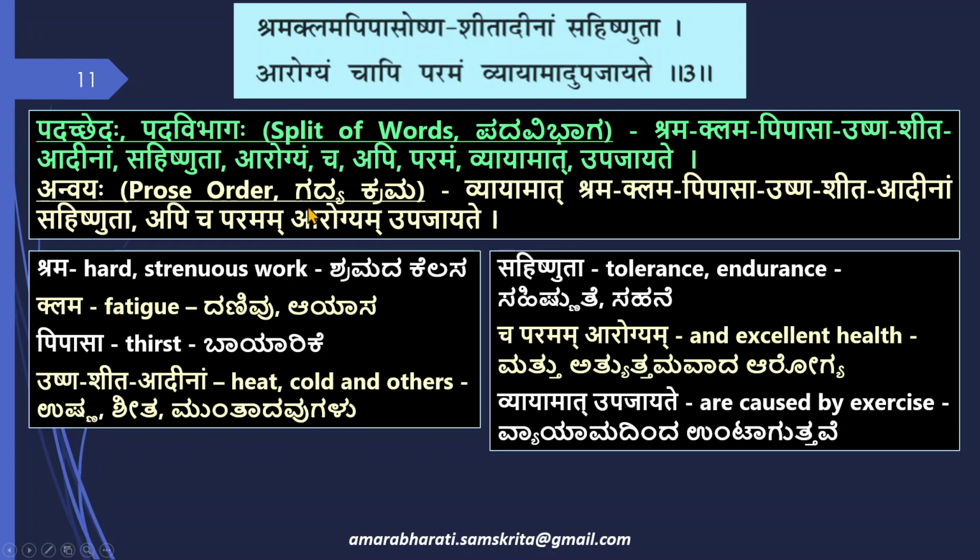Anvaya, the prose order, Gadya Krama is: Vyaayamat, Shrama, Klama, Pipasa, Ushna, Shita, Adinam, Sahishnuta, Apicha Paramam, Arogyam, Upajayate. Shrama is hard, strenuous work. Klama is fatigue. Pipasa, thirst. Ushna, Shita, Adinam: heat, cold and others. Ushna is heat, Shita is cold, Adi is others. Sahishnuta, tolerance, endurance. Cha paramam arogyam, and excellent health. Vyaayamat upajayate, are caused by exercise.